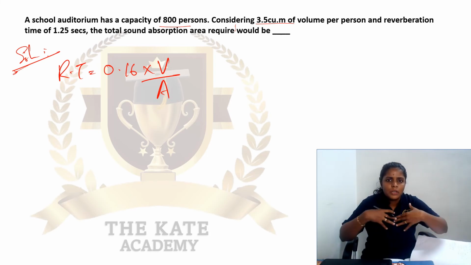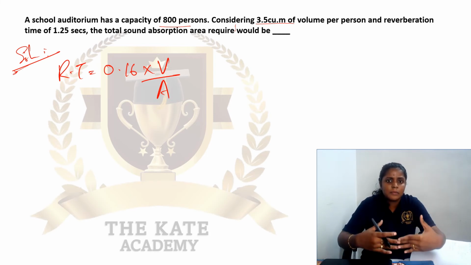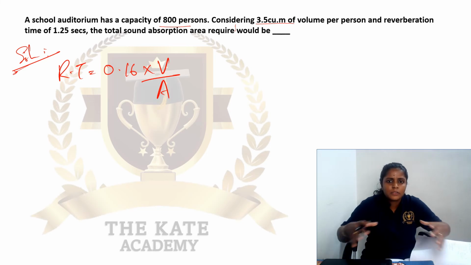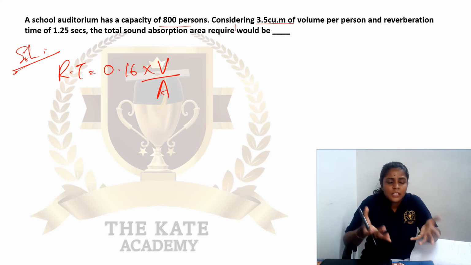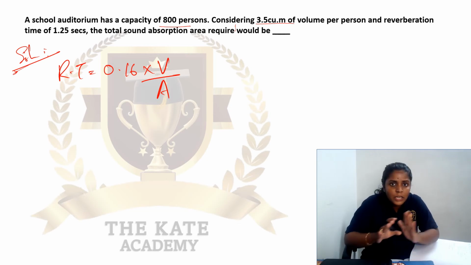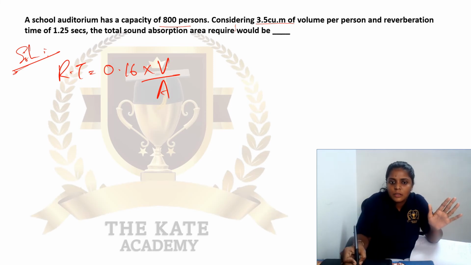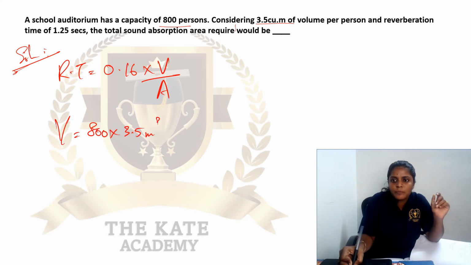Completely overall, the seating place plus the backdrop and the stage space all together is the auditorium. But here they have given only the seating space. So how to derive the whole volume? Don't crush your brain over all those. Just make it very simple. Whatever is given, try to calculate with that. Here, volume means 800 persons into 3.5 cubic meter. That's all. So volume is 800 into 3.5 meter cube.